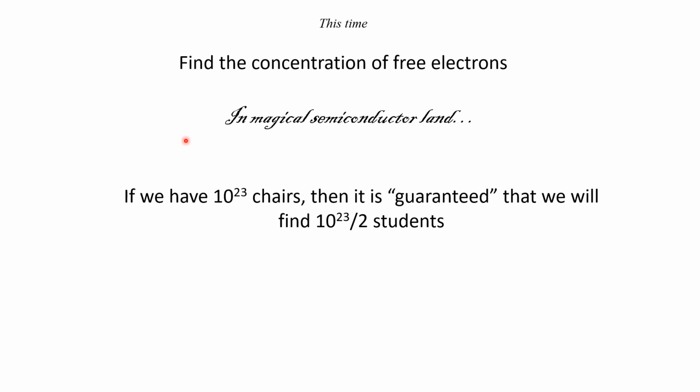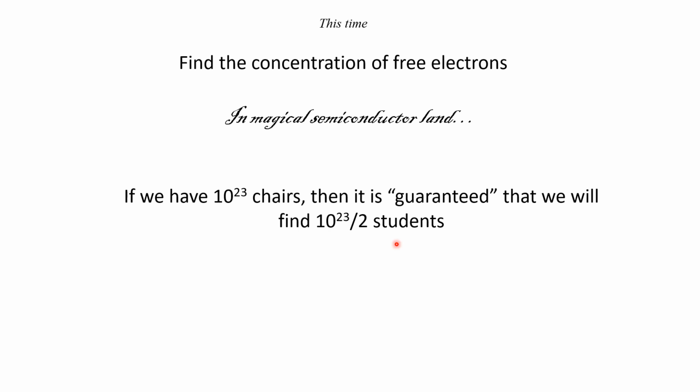Now, if we have a macroscopic number of chairs, for example, if we have 10 to the power of 23 chairs, then it is guaranteed that we're going to find 10 to the power of 23 divided by 2 students. In other words, if we have a macroscopic number of chairs, then it is basically guaranteed that half of the chairs will be occupied by a student. For the same reason that if we toss a macroscopic number of coins, it is guaranteed that we're going to find half of the coins with tails up.